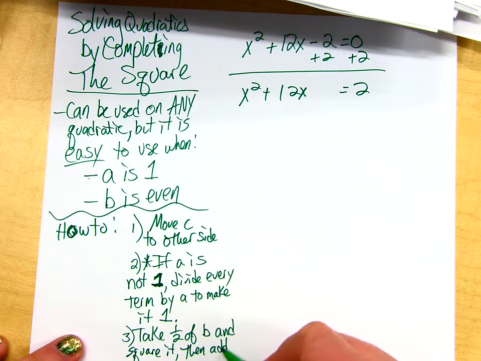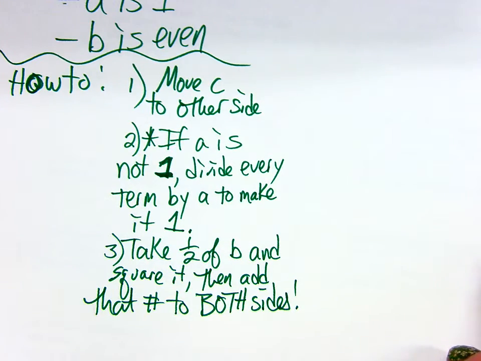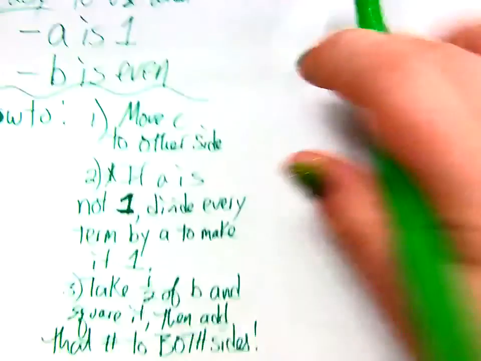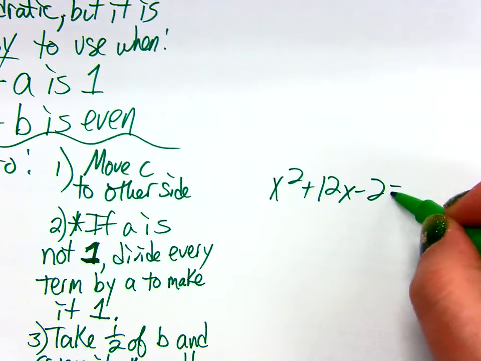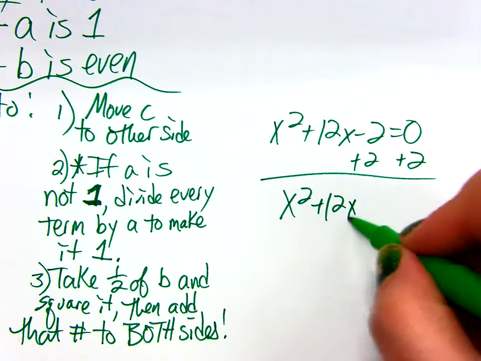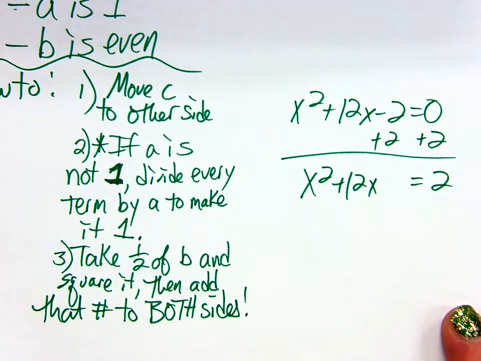Then add that number to both sides. I'll give you a second to jot that down, and we'll do it in our example. Actually, I'm just going to bring my example down here. So let me rewrite what we've written already. We had x squared plus 12x minus 2 equals 0. So first we move c to the other side. Left a space. And now we're here. Okay, now we can see the directions and the example at the same time.